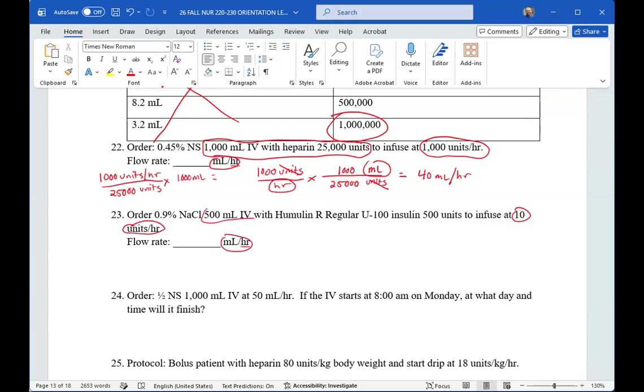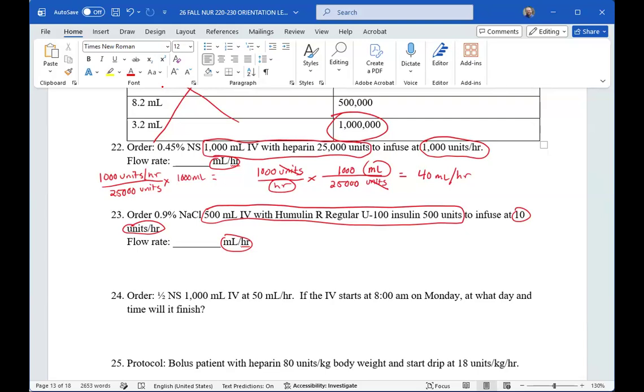Again, I'm looking at my IV, 500 milliliters, and then 500 units. Don't get tricked by this U100, right? So this U100 insulin, that's not telling us a value. That's like the 0.9%. It's just telling us the strength or the concentration of the liquid. So the actual quantity is the 500 units.